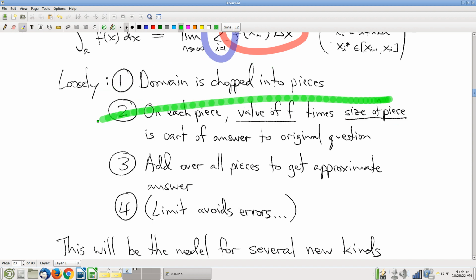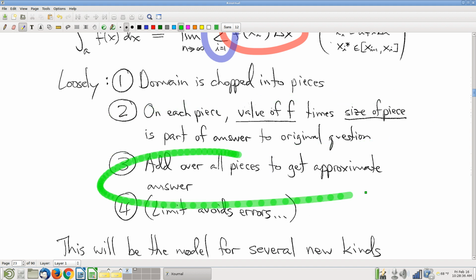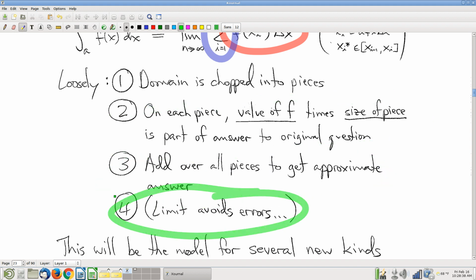On each piece, I'm not sure what this f function is going to be, but for whatever reason specific to the application, to be determined later, we're going to multiply some function times the size of each of those little pieces. And then we're going to add them up, take a limit to make round-off errors go away, and we're going to call that an integral.